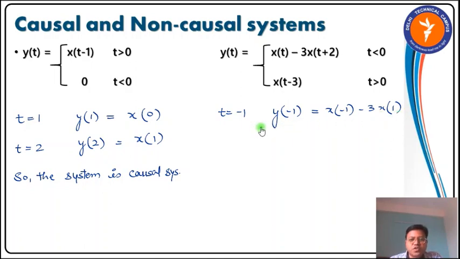Now this equation shows that the present output is dependent on present input as well as future input, because in reference to t equal to minus 1, we have 3x of 1. At t equal to 1, it will be in future when we are considering the time instant at t equal to minus 1. So only this equation is sufficient to tell us that the system is a non-causal system, that is, the system is practically not possible.